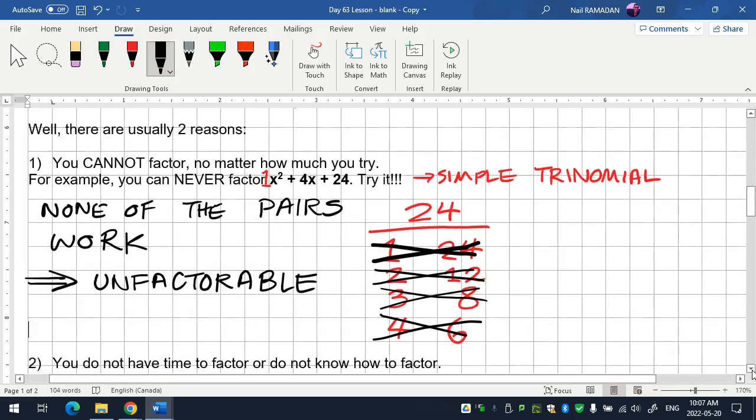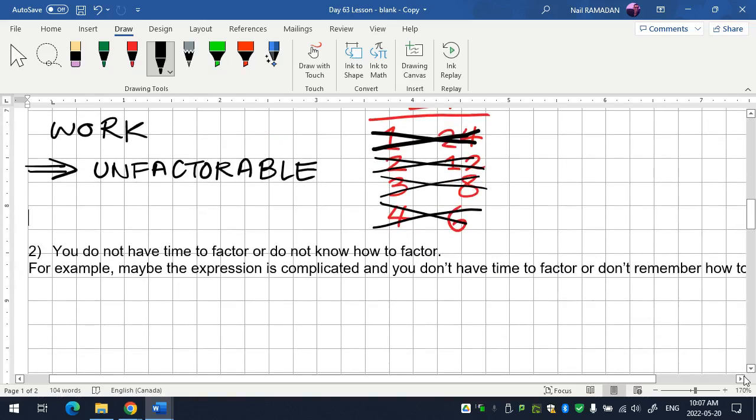So the other reason is you do not have time to factor or do not know how to factor. Maybe you forgot factoring. Maybe you spent the summer doing absolutely no math, and then you have Mr. Fonseca for grade 12, and he gives you a quadratic question, and you're like, crap, I forgot all of my grade 11. But for some reason, I remember this particular lesson. At least I can get some marks. For example, maybe the expression is complicated, and you don't have time to factor or don't remember how to factor.